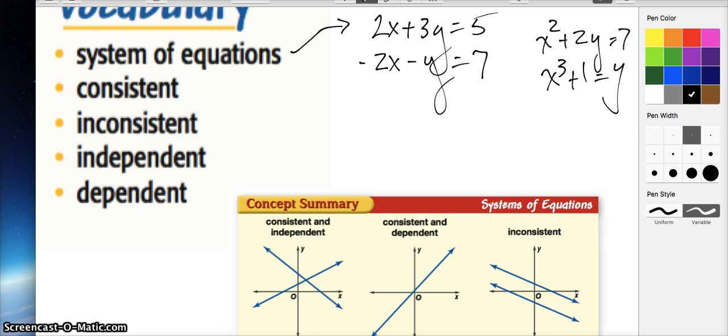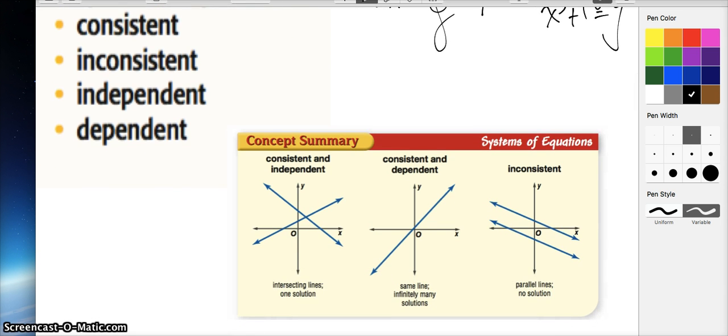Consistent, inconsistent, independent, and dependent can be best described down here. Now, these words are used specifically when we're talking about a linear system of equations. So we have consistent. I like to think about consistent. Consistent to me means that there is some kind of solution. There is something that these lines have in common. If you notice, we've got two places where we're calling things consistent. It's consistent here when we have one intersection, and it's consistent here where we have infinitely many intersections.